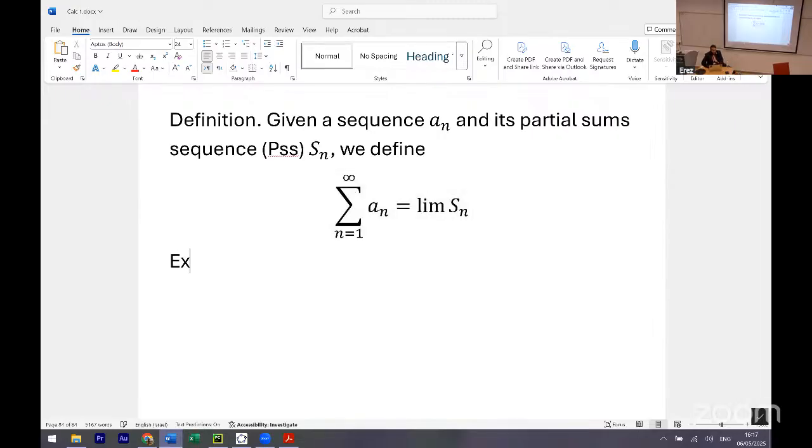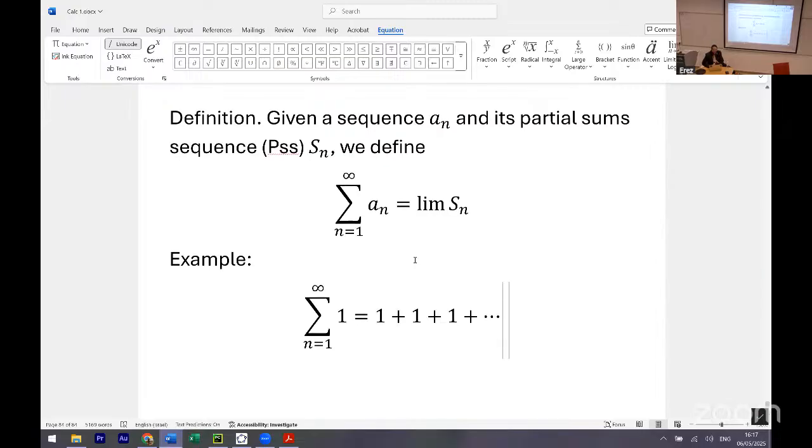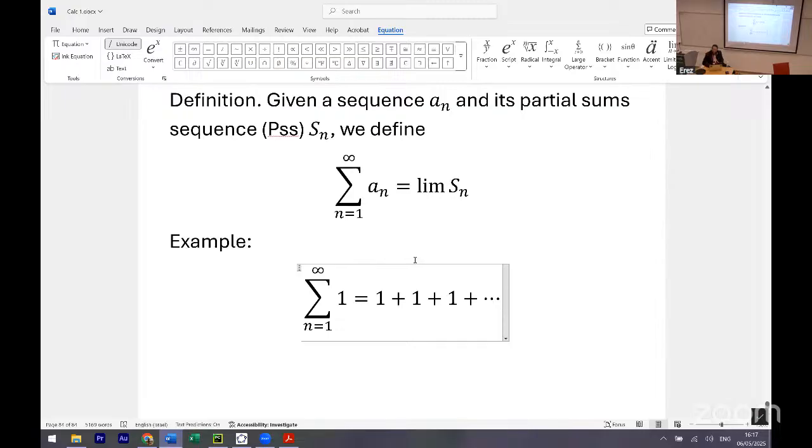For example, what is the sum from 1 to infinity of 1? So basically, what am I asking? I'm saying 1 plus 1 plus 1 infinite times, right? What do you guess the sum will be? No, that's n. That's 1 plus 2 plus 3, obviously. So yes, infinity. So how do I prove that?